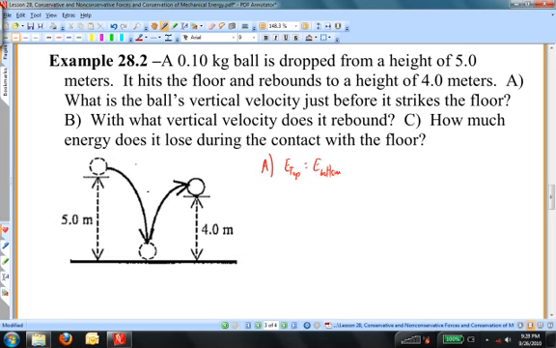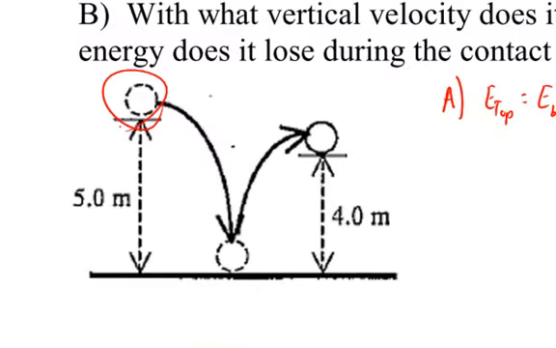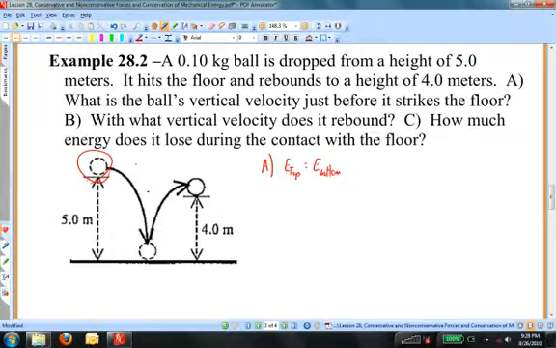The energy the ball has at the top, at 5 meters, is gravitational potential. It's being dropped, so it has no kinetic energy. Right before it comes in contact with the floor, before the floor begins to exert non-conservative forces on it, the energy it has at the bottom is completely kinetic. So I can apply conservation of energy to figure out how fast the ball is going right before it strikes the floor. At the top, its kinetic energy disappears. At the bottom, its gravitational potential energy disappears.